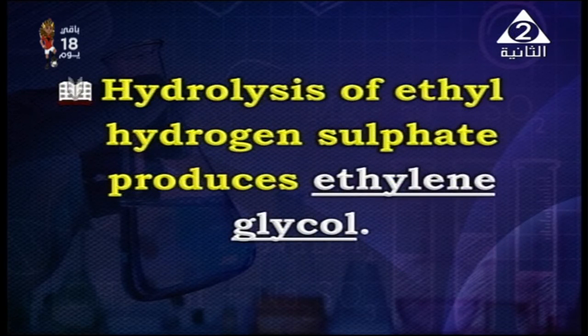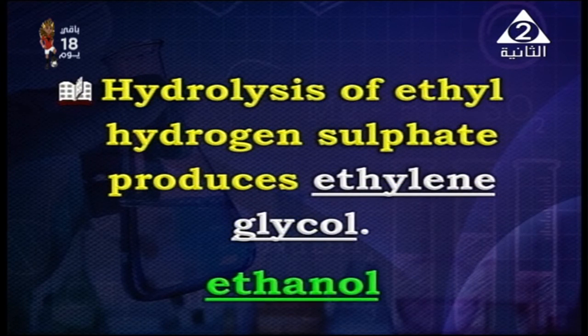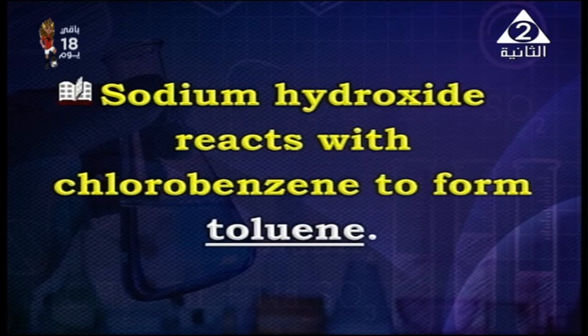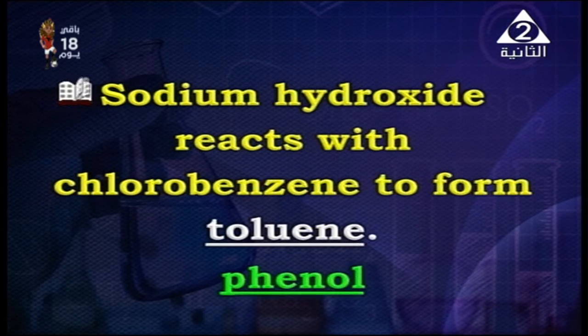Next point. Hydrolysis of ethyl hydrogen sulfate produces ethylene glycol. If you think about it, yes, it will be ethanol. Sodium hydroxide reacts with chlorobenzene to form toluene. Yes, it is wrong, so the correct one here will be phenol.